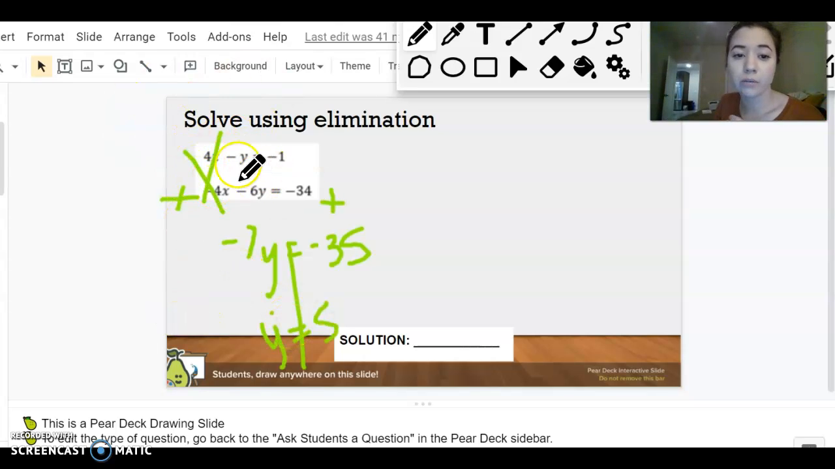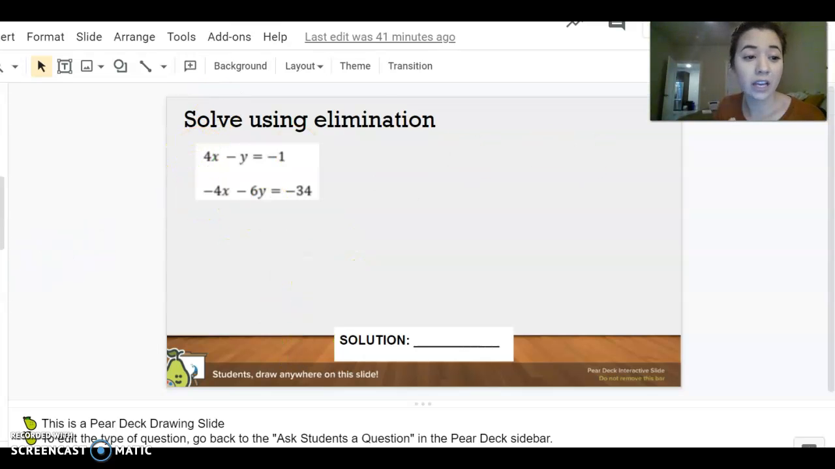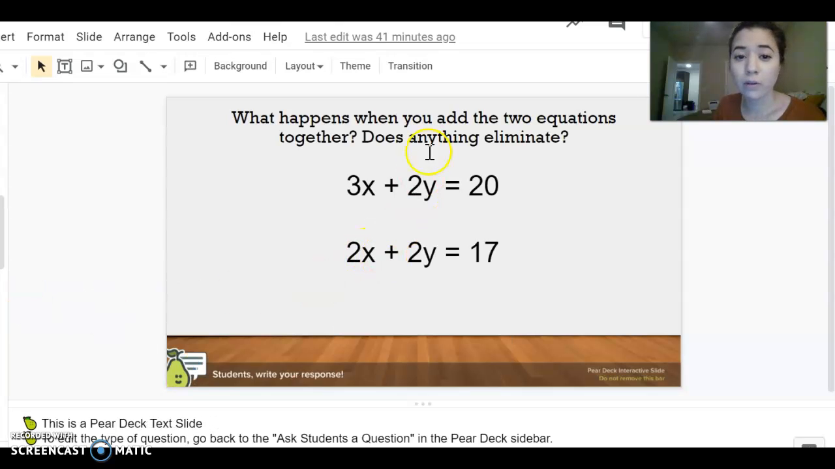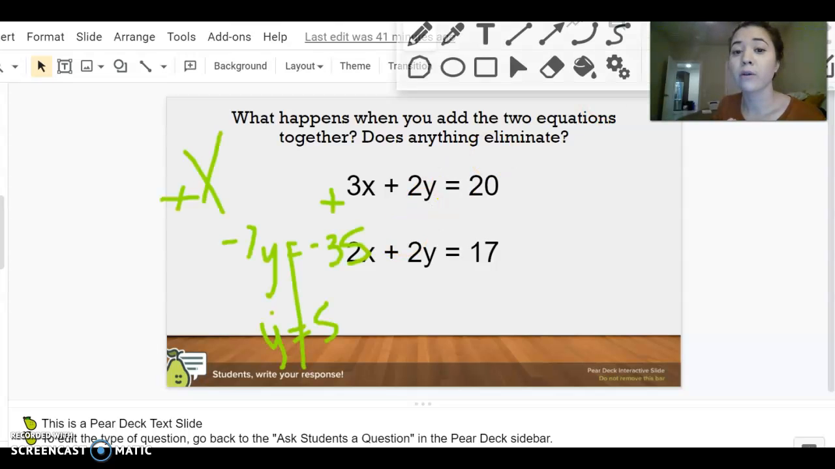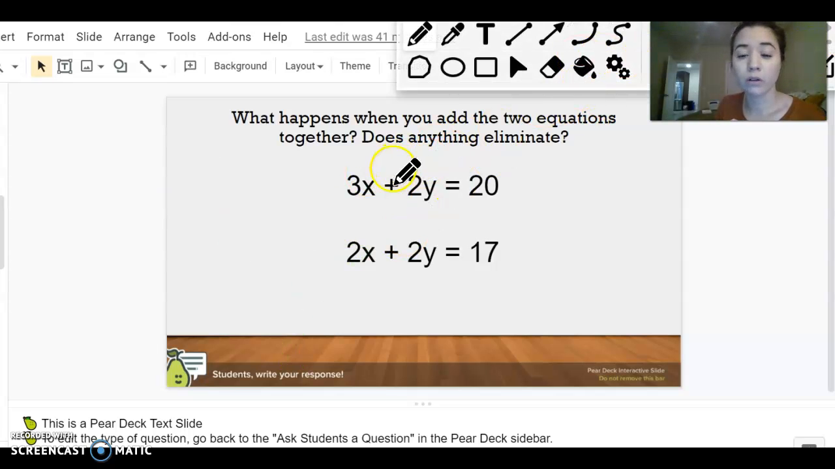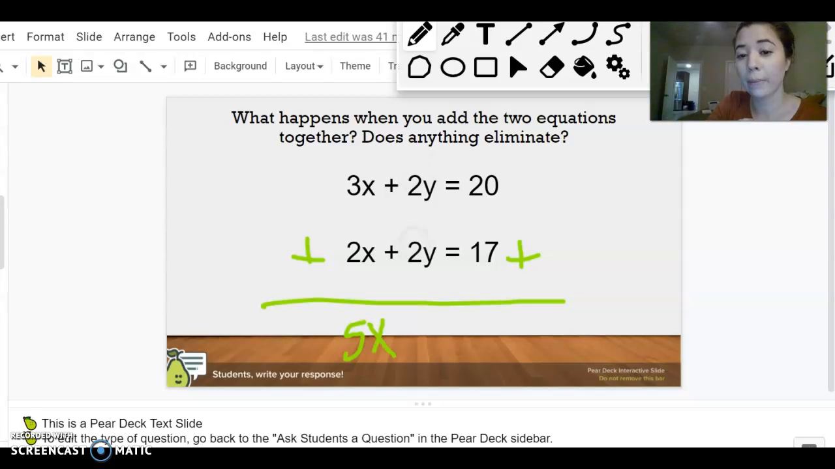The biggest thing I want us to realize, though, and remind ourselves, is that it's by adding these equations together, we had something that we could cross off. Sometimes that isn't the case, though. If I gave you this problem, what happens when we add these two together? Does anything eliminate? The answer is no. If we look at this one closely and we try adding these together, well, 3x and 2x is 5x. 2y plus 2y is going to give us 4y, and then 20 and 17 is 37. Nothing eliminates for this one.